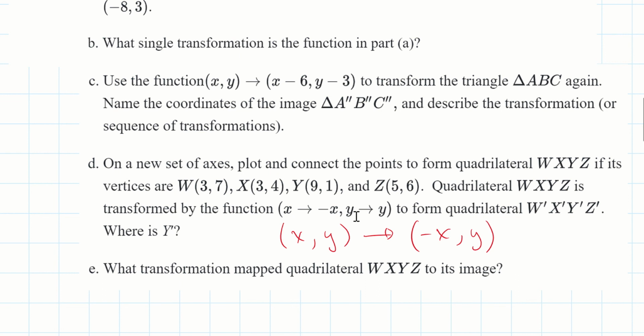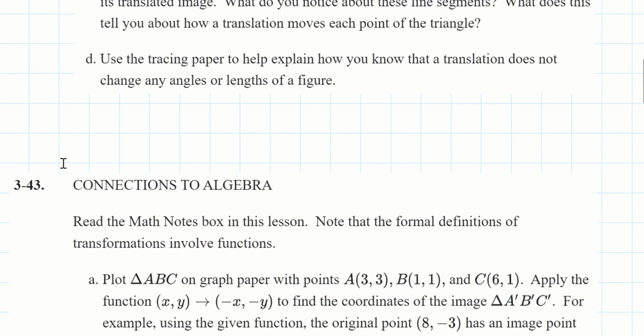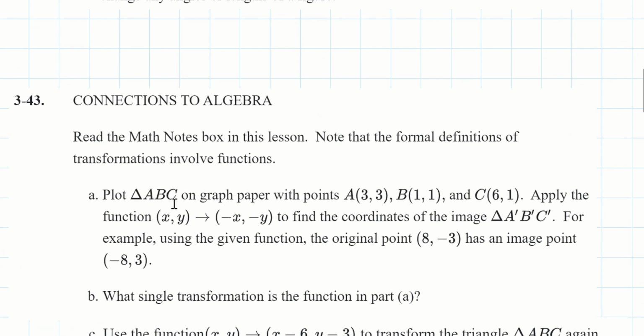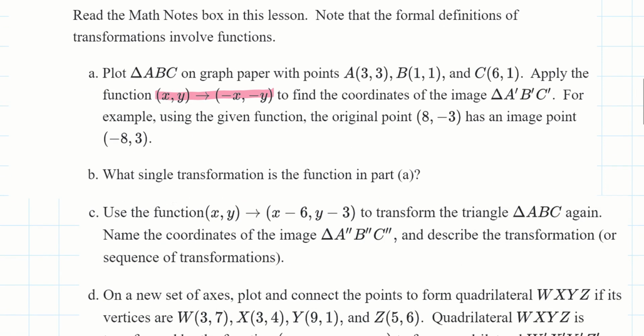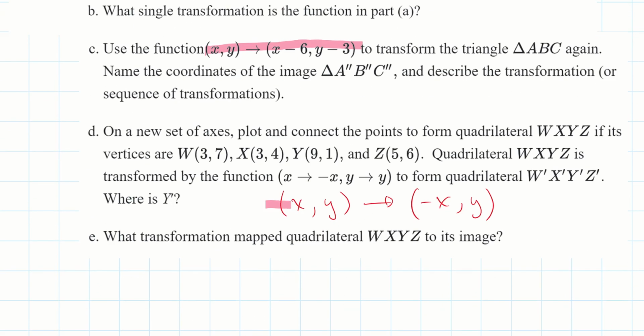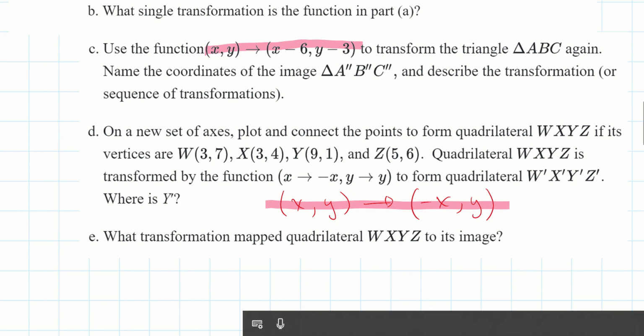And then this question is, what transformation would map the quadrilateral WXYZ to its image? So the point of 43 is to have you think about these things in terms of these function rules, right? Here is a function that maps a point to a new point. Here's another one, a point to a new point, and another one where we're mapping a point to a new point. And the question is, what are those functions equivalent to? Which of our three transformations are they equivalent to?